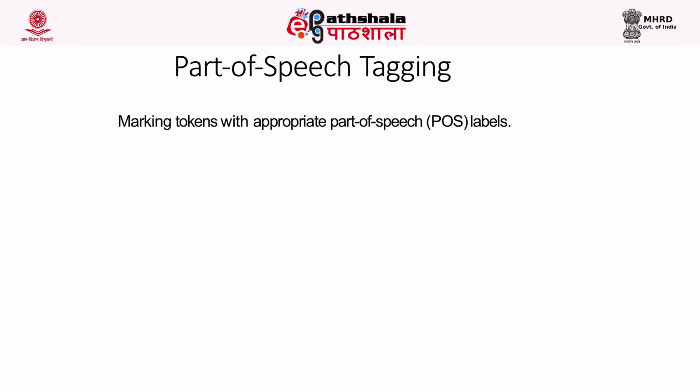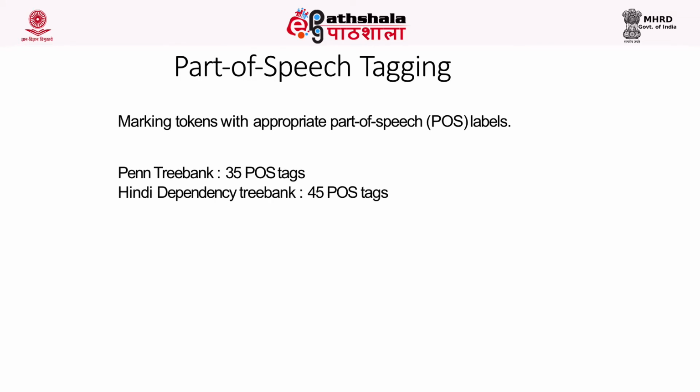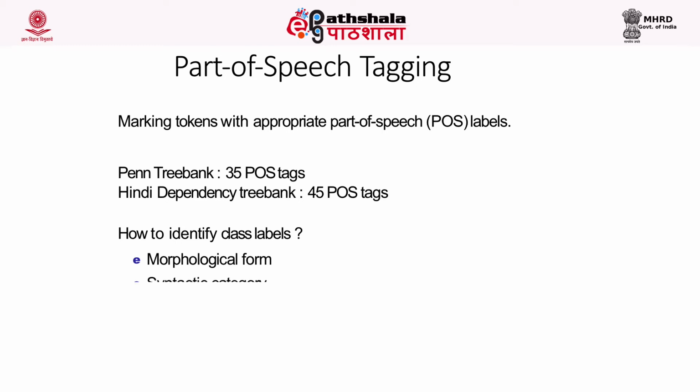In Penn Tree Bank, which is a very famous tree bank, there are 35 part of speech tags for annotating all the tokens. Now, a tree bank itself is a resource, a linguistic data resource, where every sentence is manually annotated for its structural analysis. And therefore, each sentence is represented as a tree structure. In Penn Tree Bank, which is a tree bank for English, 35 part of speech tags have been used. In a Hindi dependency tree bank, 45 part of speech tags are used.